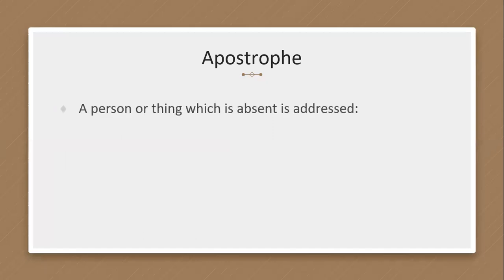apostrophe. Apostrophe is when a person or thing which is absent is addressed. For example, "Oh sun, I miss you now that it's December." So I believe it's not comprehensible because we are in Indonesia where it's sunny every month, but in places that have four seasons, usually in December they are in winter, so they don't really have the sun coming.